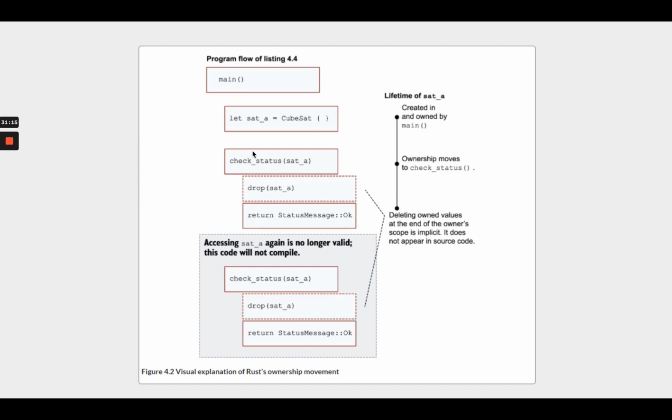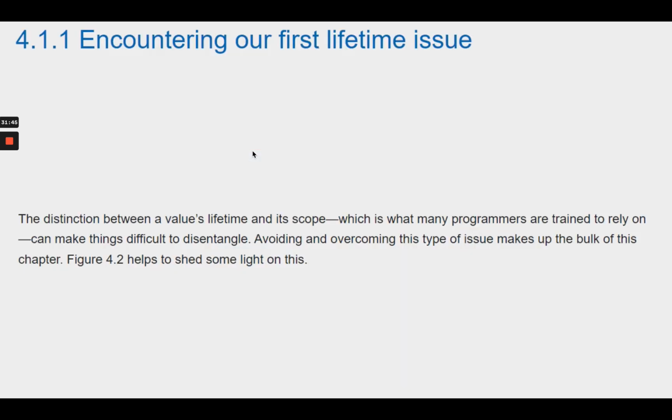During the call to check_status of sat_a, ownership moves to the check_status function. When check_status returns a status message, it drops the sat_a value. The lifetime of sat_a ends here. Yet, sat_a remains in the local scope of main after the first call to check_status. Attempting to access that variable will incur the wrath of the borrow checker. The distinction between a value's lifetime and its scope, which is what many programmers are trained to rely on, can make things difficult to disentangle. Avoiding and overcoming this type of issue makes up the bulk of this chapter. Figure 4.2 helps to shed some light on this.